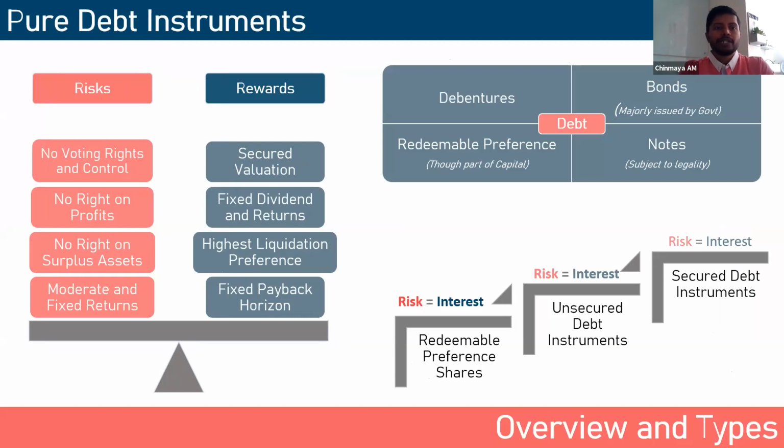Then pure debt instruments, completely opposite of equity: no voting rights, no rights in profits, no surplus assets participation, and moderate returns, but they are fixed returns. These are the risks or negatives, and the reward for this is security. It can be secured or unsecured. If it is secured, we have full security of the instrument.